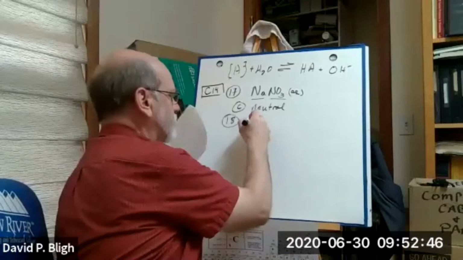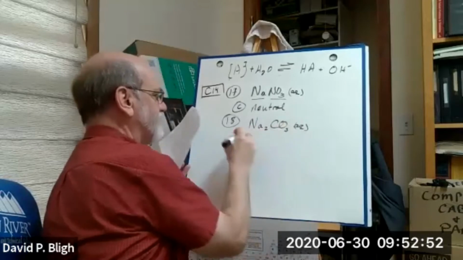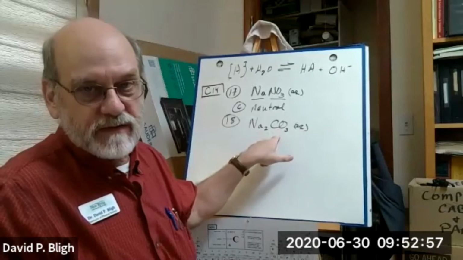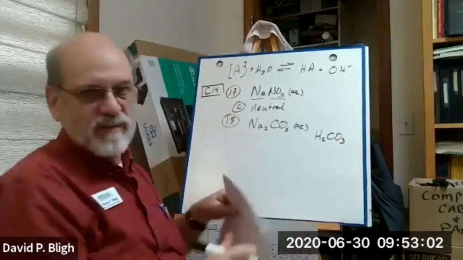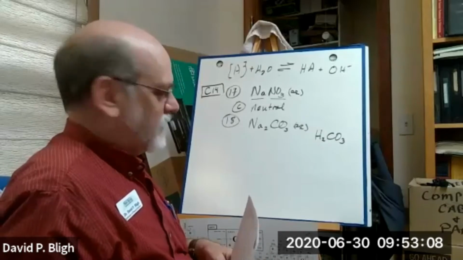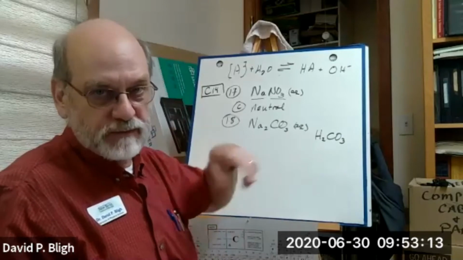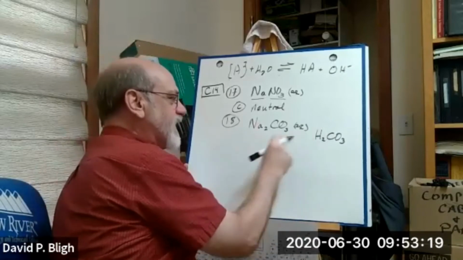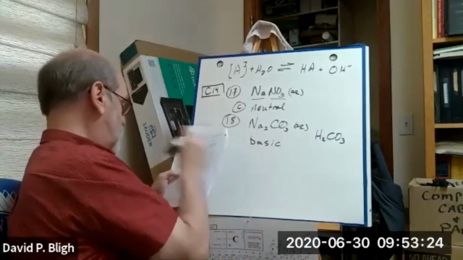Sodium carbonate. Okay. Here we've combined a strong base with a weak acid. The weak acid is carbonic acid. That's the one that's important for maintaining pH balance in your body fluids. So a strong base and a weak acid gives you a basic solution, which would be B.